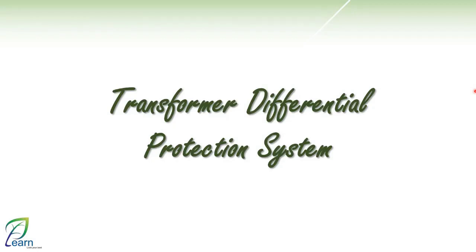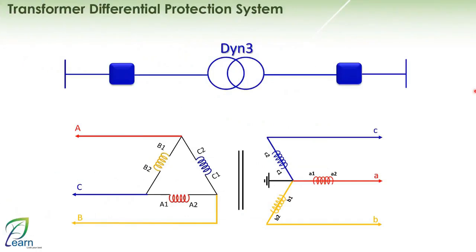Now we want to talk about the transformer differential protection system and how it is applied in numerical relays. Let's take an example. If I have a DYN3 transformer, and I chose DYN3 because I want to learn several things from it, and I want to apply the differential protection system, I need two current transformers. One should be on the high voltage side, which is the delta side, and the other should be on the low voltage side, which is the star side, and they will be installed in this manner.